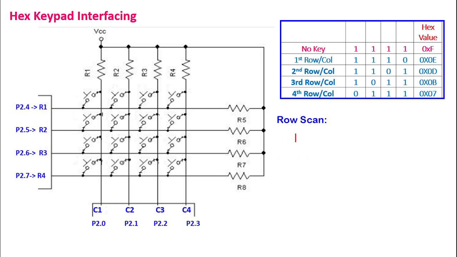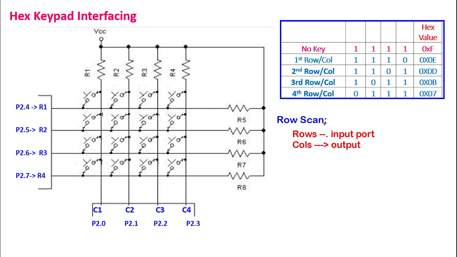So whenever you want to perform a row scan, what we have to do is make the rows an input port. Rows we have to configure as input port, and then columns we have to configure as output port. So this configuration we have to do whenever you are performing a row scan. We have to set rows as an input port, columns as output port. So why do we have to do this? Because I'm performing a row scan.